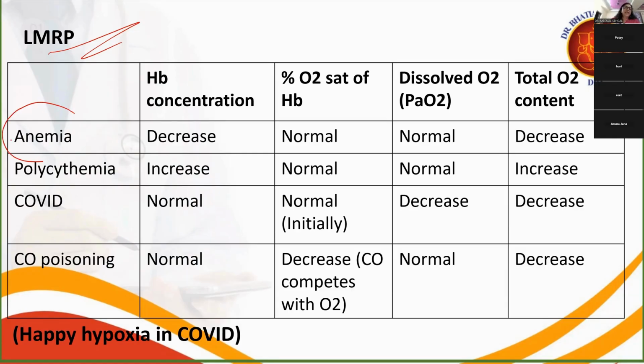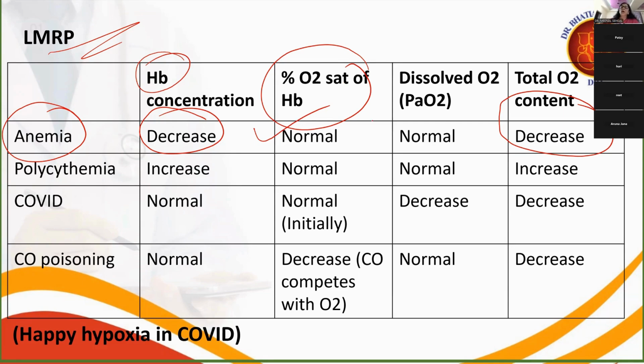What happens if there is anemia? In anemia, you will find there is low hemoglobin concentration. So the total oxygen will be low, anemic hypoxia. But whatever hemoglobin is there is saturated, so the oxygen saturation will be normal. Oxygen dissolved will also be normal, so the partial pressure of oxygen remains normal. So there is no hypoxemia here, but there is anemic hypoxia. So total oxygen content is decreased.